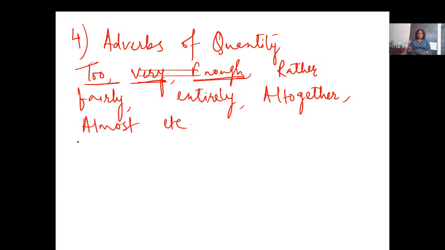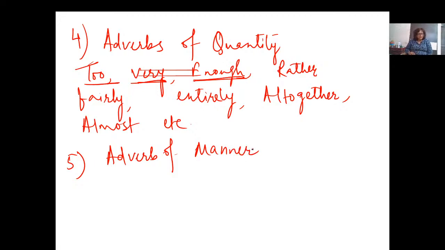What is manner? Like slowly, quickly, beautifully, wonderfully. Whenever we add ly to an adjective, these are called adverbs of manner. So the fifth option is adverb of manner.